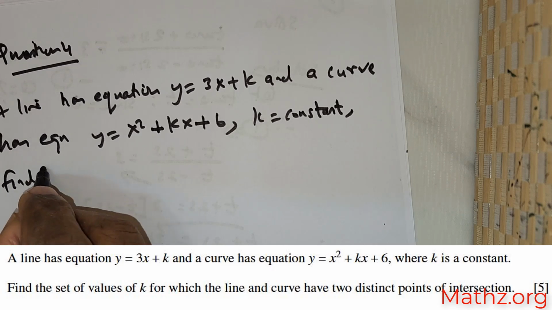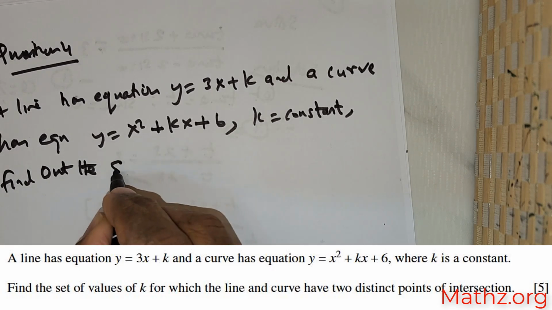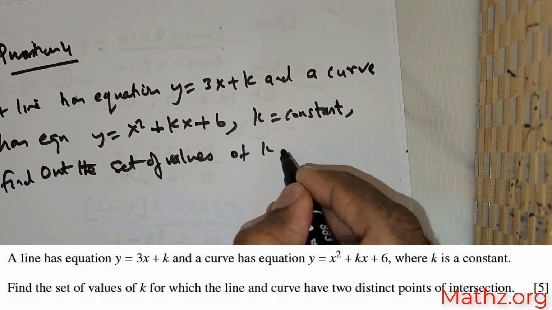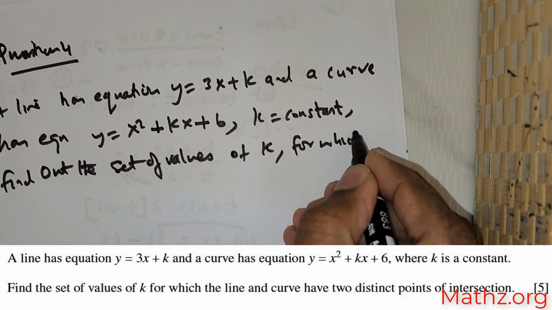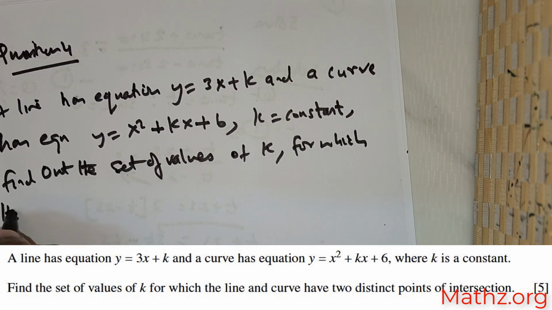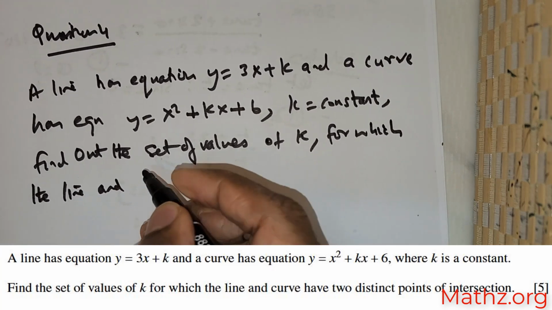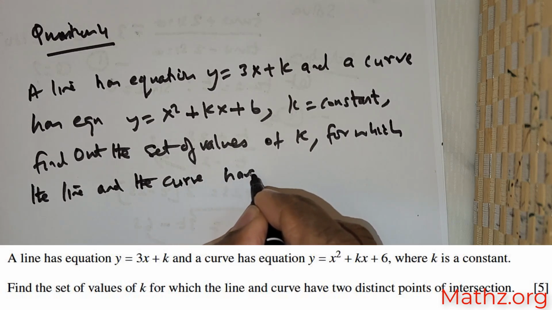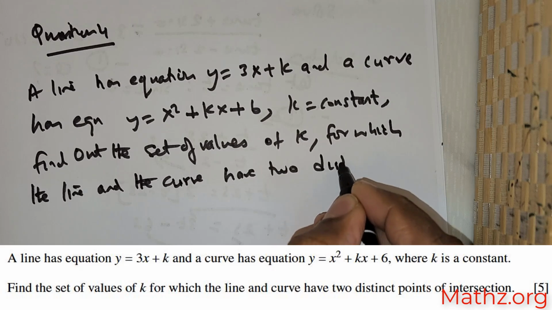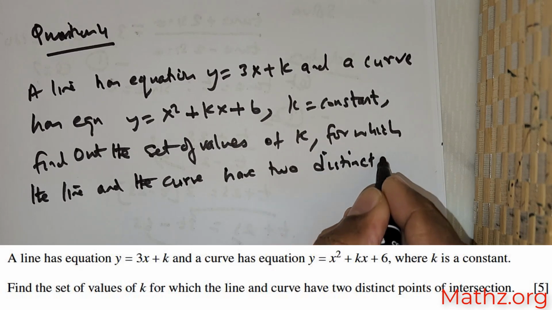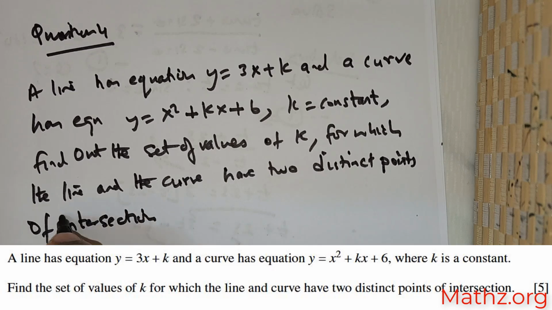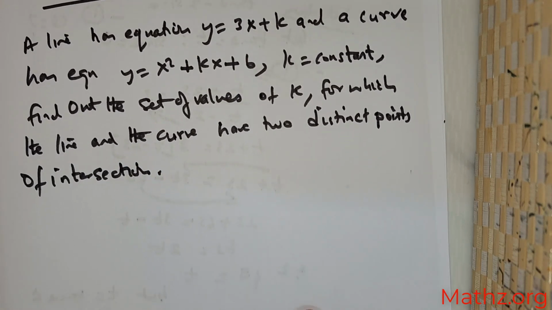Find out the set of values of k for which the line and the curve have two distinct points of intersection. Okay, so this is the question. Let us solve this question.